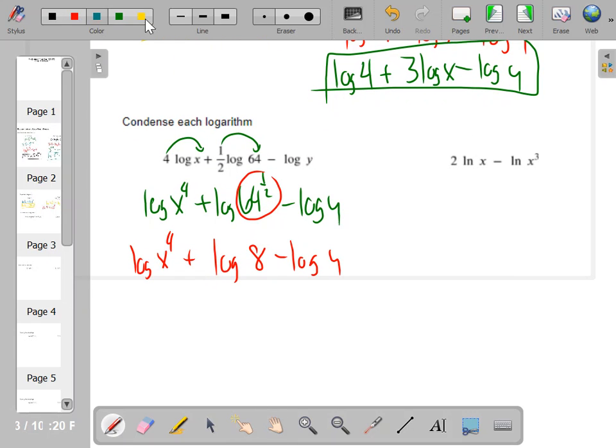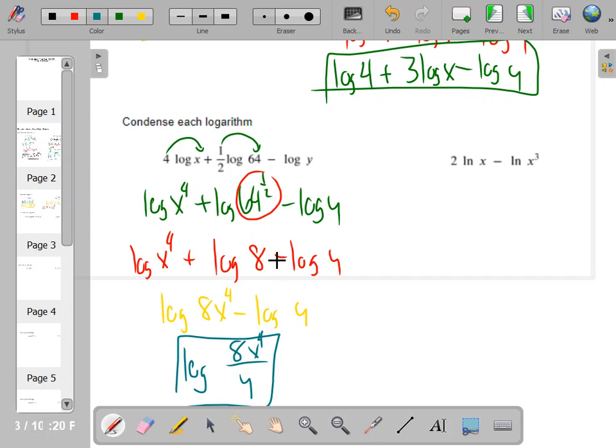Now we're going to do the same thing we did before. We're going to put this back together. Addition condenses into multiplication. So now it's 8x to the 4th. This isn't going to change. But you still have subtraction. You still have 2 logs. So the last rule is the 2 logs here are going to condense into 1 log, and they condense into division. So 8x to the 4th over y. So now that's completely condensed. We had 3 logs. Now it's 1 log.